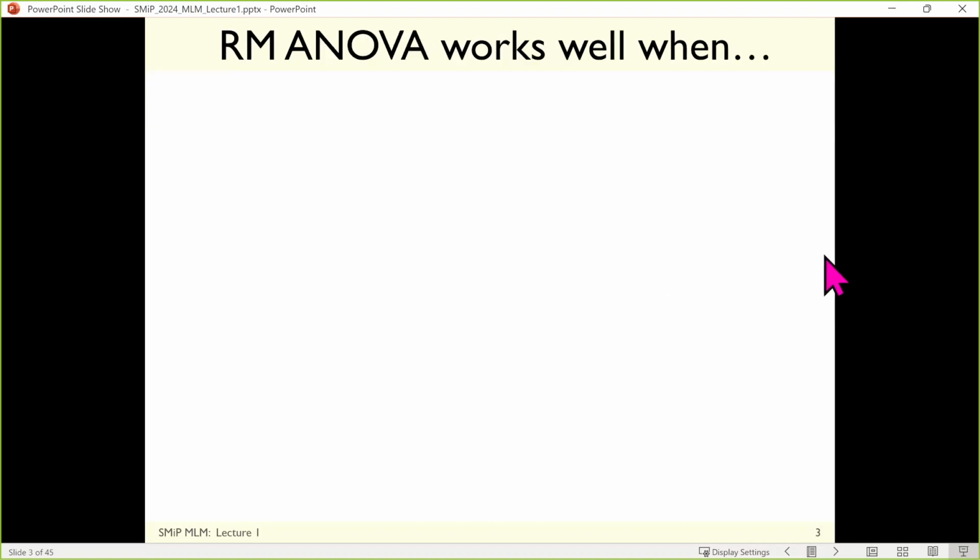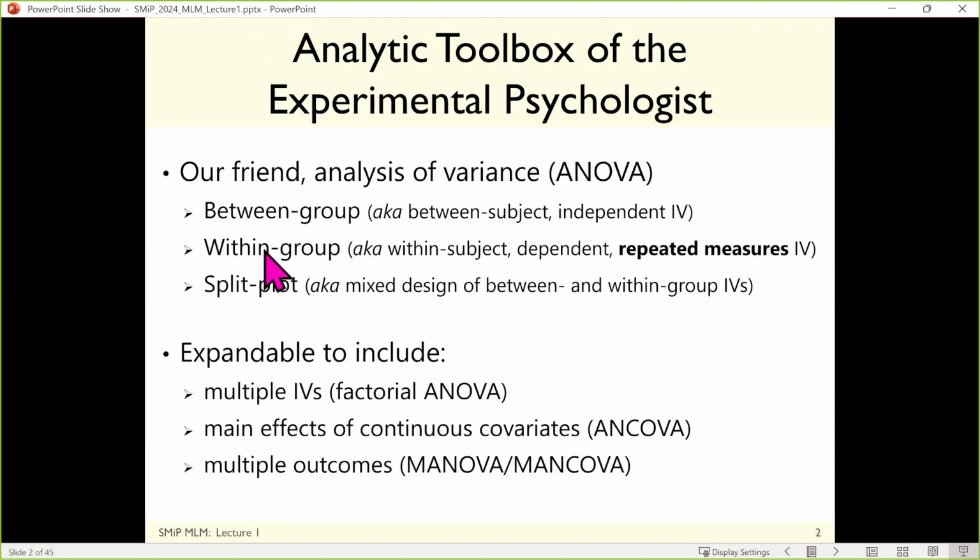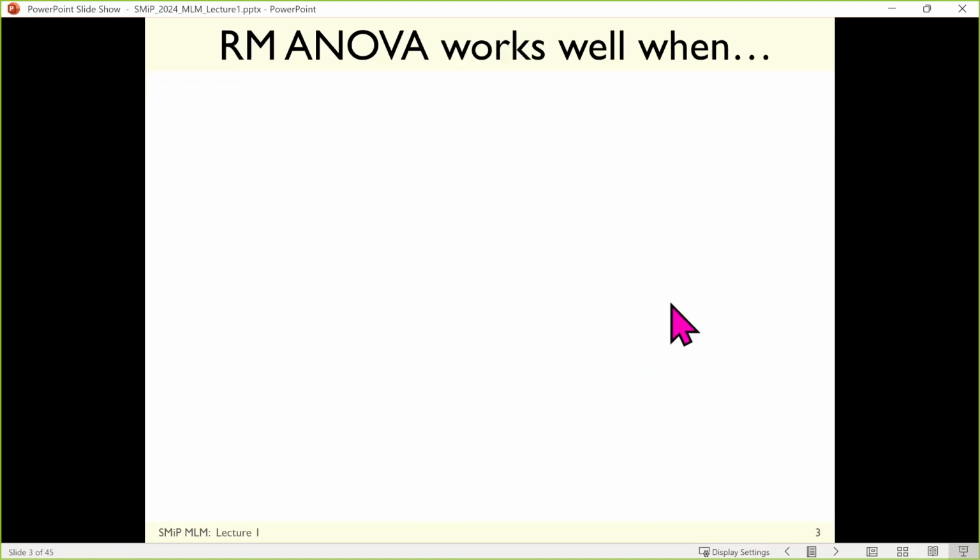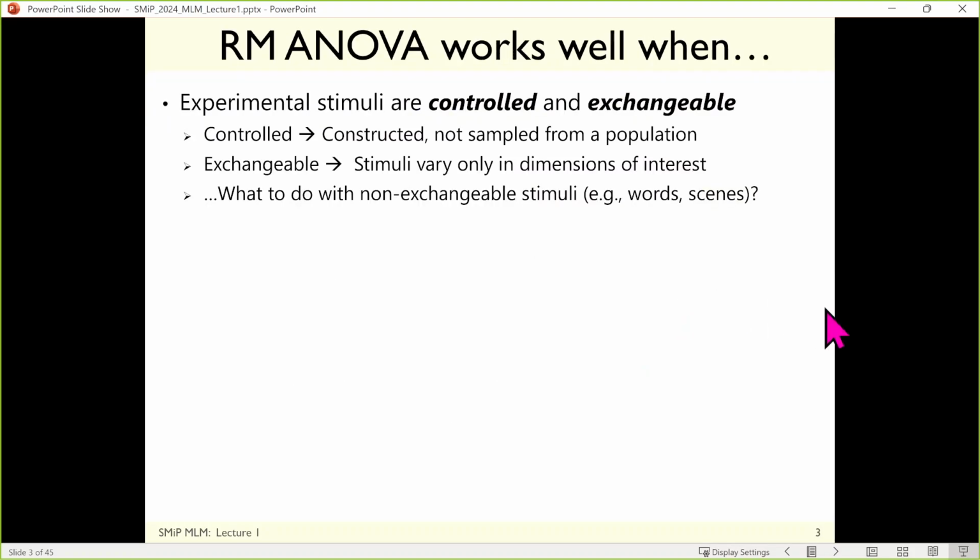So repeated measures ANOVA, as we would call it for the within group version or the split plot version, is used anytime there's more than one outcome per person of the same kind to be predicted. It works well under a lot of conditions. It's designed for situations in which the stimuli that people are responding to, so the trials or the items, are controlled and exchangeable, meaning you know exactly why some of them are more difficult than others because you did that on purpose. You have full control over that situation.